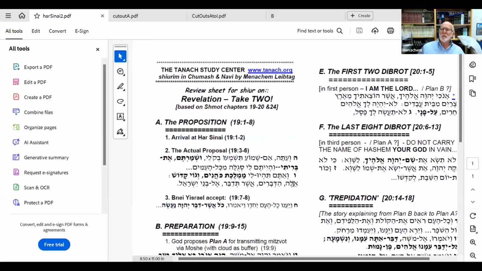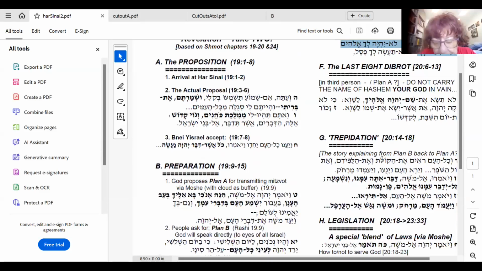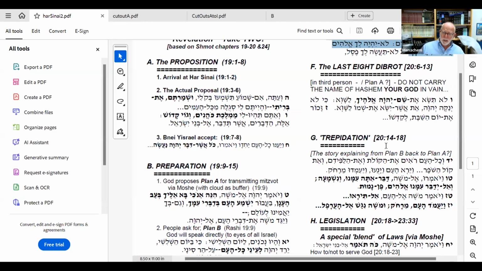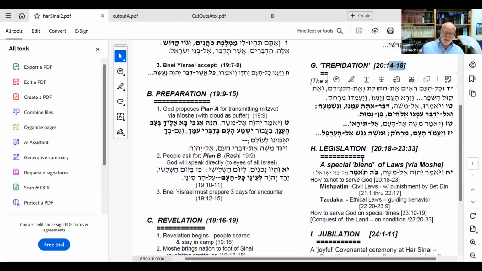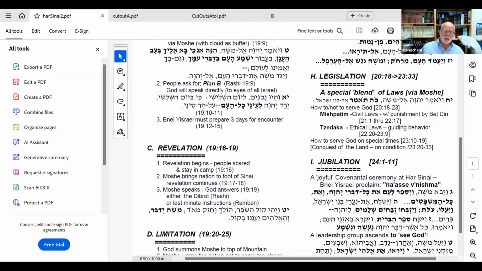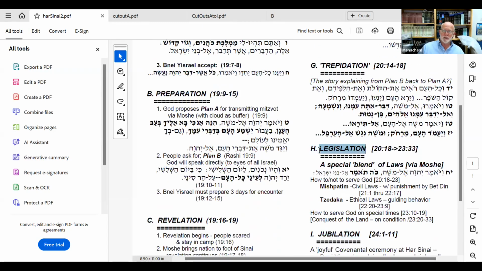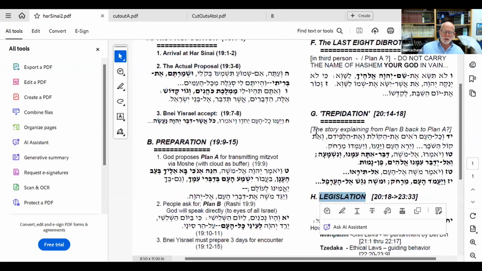Then we have the first 2 Dibrot in first person, chapter 20, verses 1 through 5. The last Dibrot in third person, verses 6 through 13. Then I call trepidation or fear story 1. I wanted things to rhyme a little bit. That's the end of chapter 20, or almost the end of chapter 20, what we just read. And then I have what's called legislation, which is the whole unit we'll identify soon. And then chapter 24, we'll call it jubilation. My titles are just for fun, but they have a little rhyme to them. It's a nice way to remember the different units.